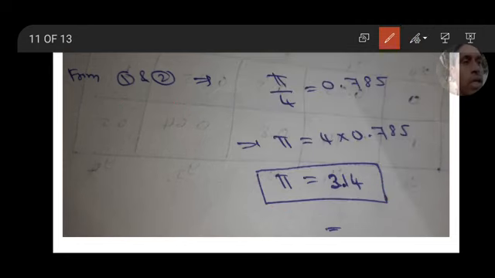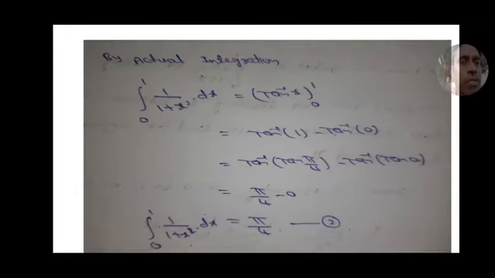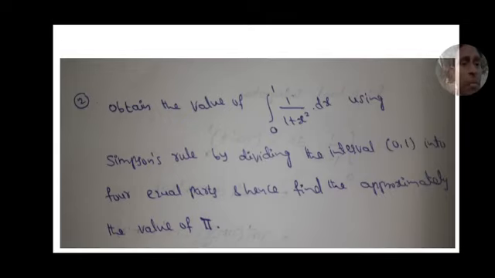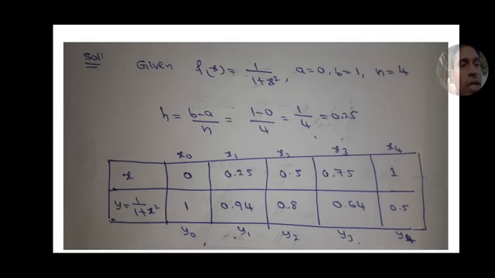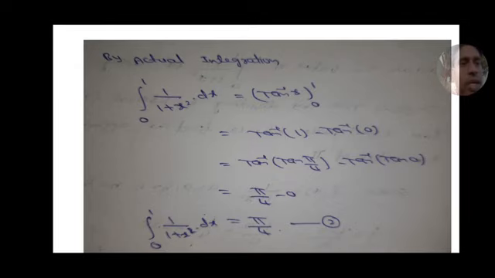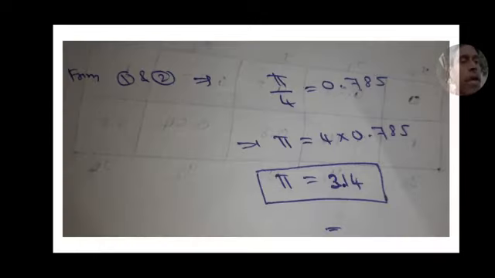Okay, this is extra. To find the approximate value of any quantity, as given in the previous problem, it is log 7 to the base e. In this it is pi. Up to here, the integration value is the same. Next we have to use the actual integration, find the integral value, then compare both, and we get the value of that quantity. Here pi equal to 3.14.